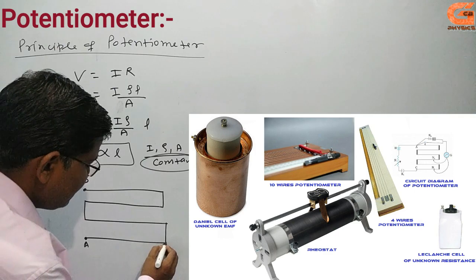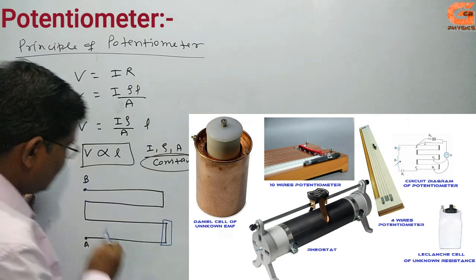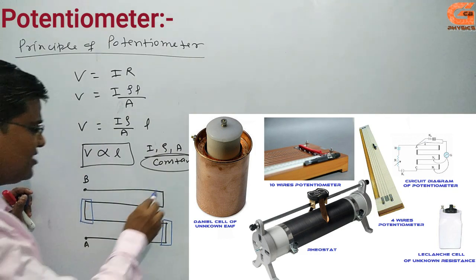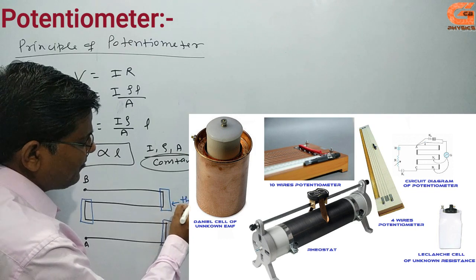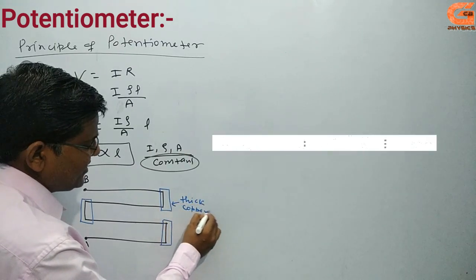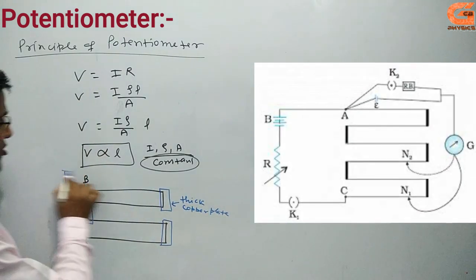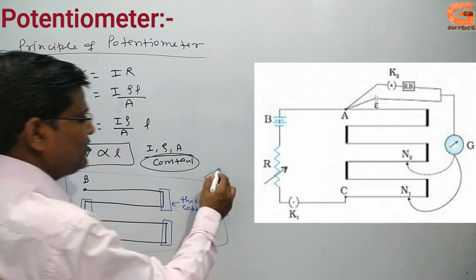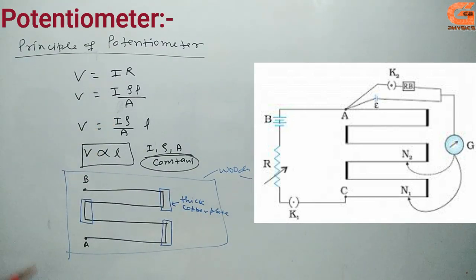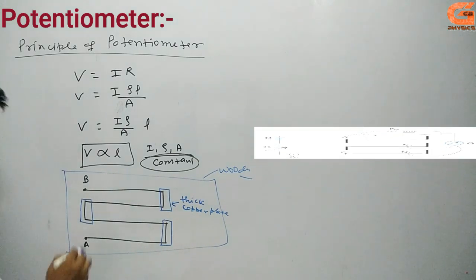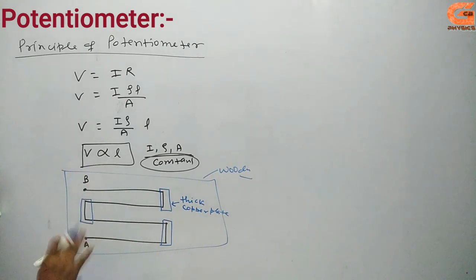Each has a length of 1 meter, and these wires are clamped with a thick copper plate. Why is it thick? Because the resistance of a thick plate is negligible. This one is the thick copper plate. Okay, this is the potentiometer and it is mounted on a wooden block. This is the wooden block, as shown in the figure. This is the potentiometer and this is A. Some potentiometers have 10 wires, 1, 2, 3, 4 and more.